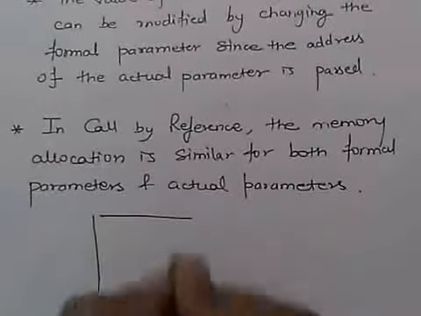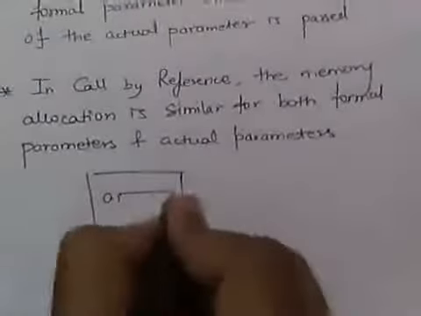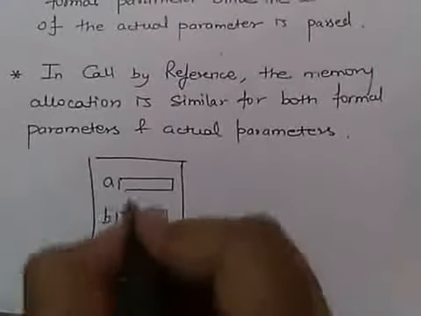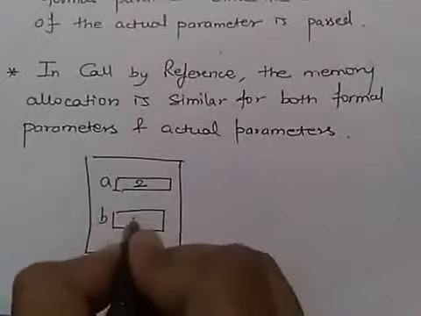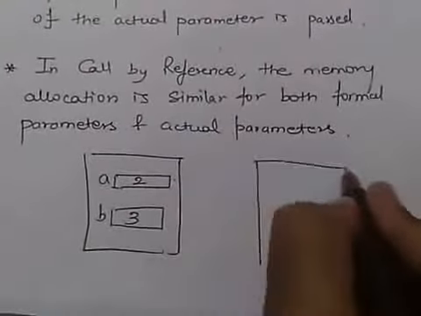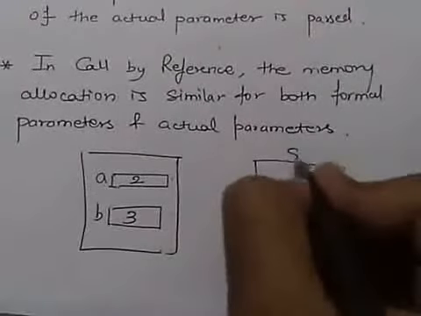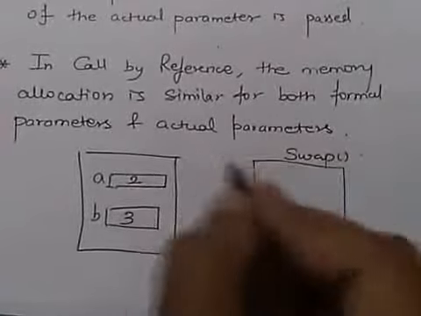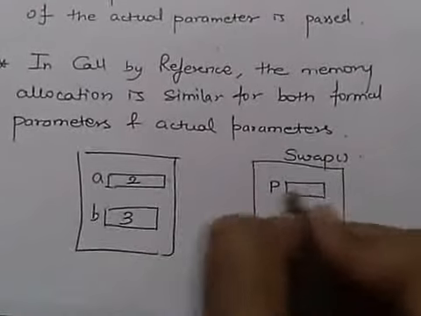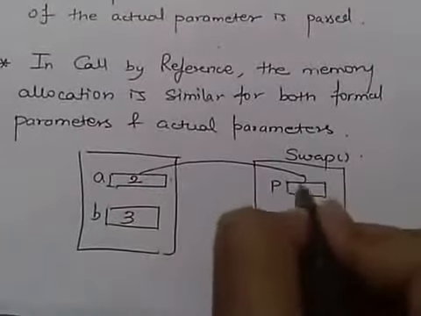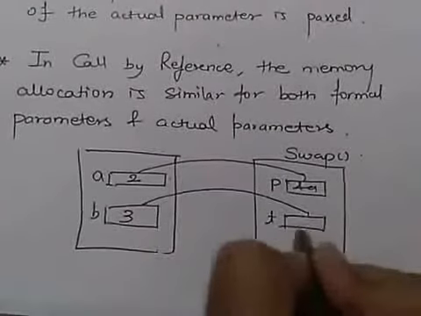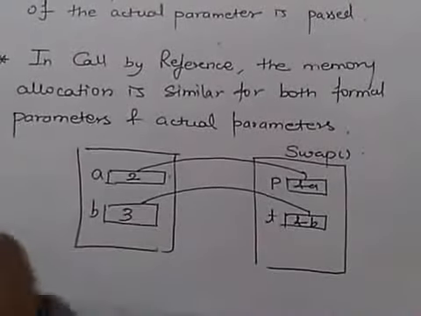So here suppose we have two variables, a and b. Now suppose the value stored in a is 2 and the value stored in b is 3, and these values are passed to a function, say swap. Then here we have a pointer p, to which the address of a is given, and a pointer t, to which the address of b is given. So this is the call by reference mechanism.